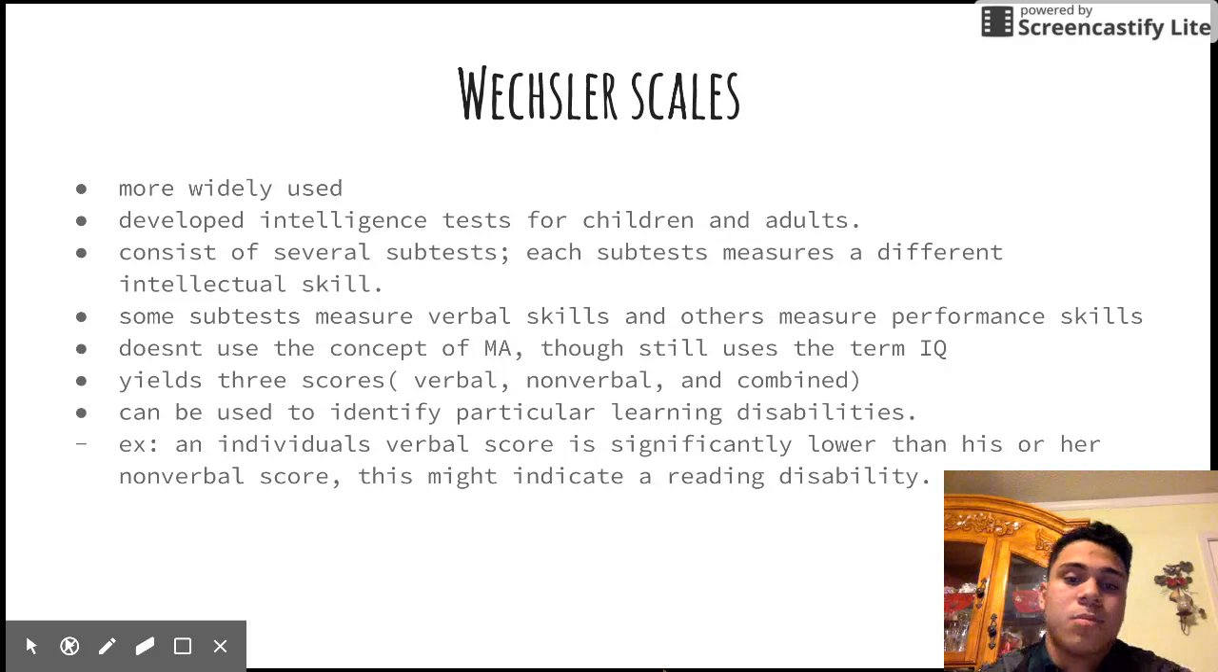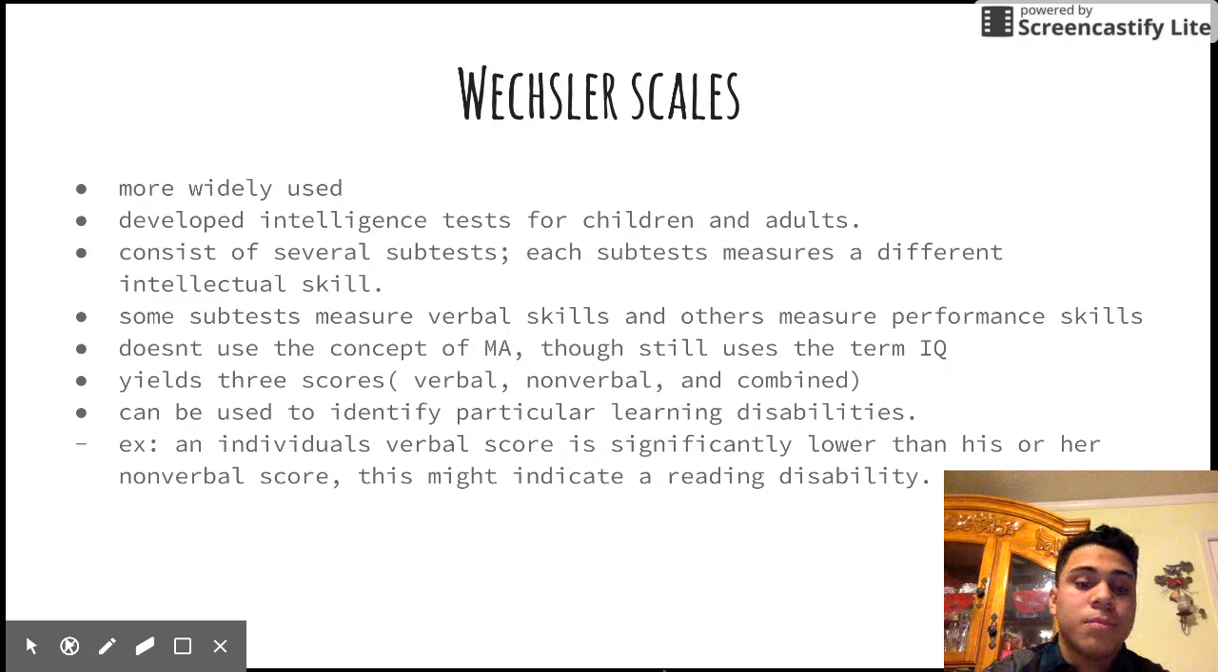The Wechsler scale is more widely used worldwide. It is an intelligence test developed mostly for adults, but also children. It consists of several subtests. Each subtest measures a different intellectual skill. Some subtests measure verbal skills and others measure performance skills.